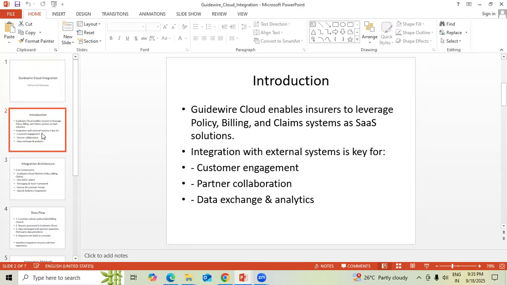At the same time, data exchange and analytics. We can exchange the data, and analytics can also be done. So these are the advantages we can see when we are integrating with external systems I'm referring to. Again, I'm repeating, internal systems are separate. I'm referring to the external systems, where customer engagement, partner collaboration, data exchange and analytics can be done.